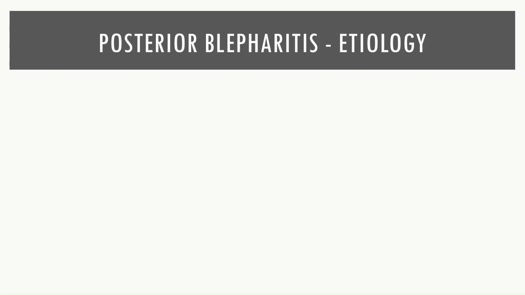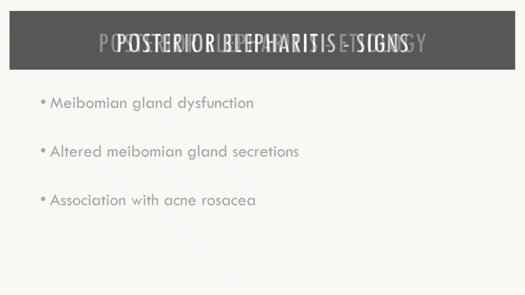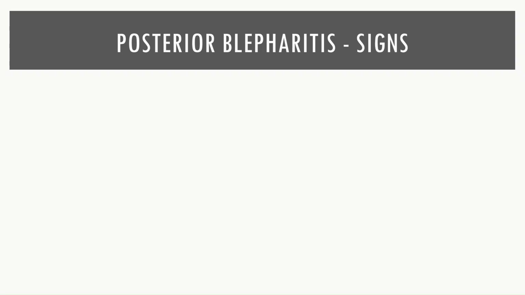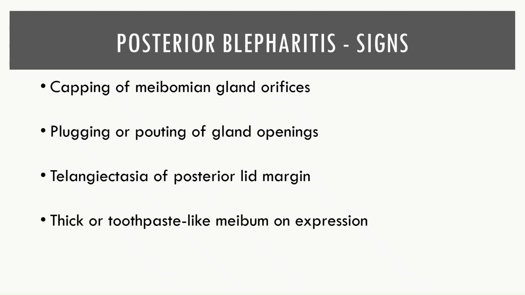Posterior blepharitis is primarily due to meibomian gland dysfunction. It is a more chronic and persistent condition and is commonly associated with acne rosacea. Posterior blepharitis is characterized by abnormal meibomian gland secretions, causing capping of meibomian gland orifices, plugging or pouting of gland openings, and telangiectasia of the posterior lid margin. Expression may reveal thick, turbid, or toothpaste-like material, and the tear film is often oily and unstable.